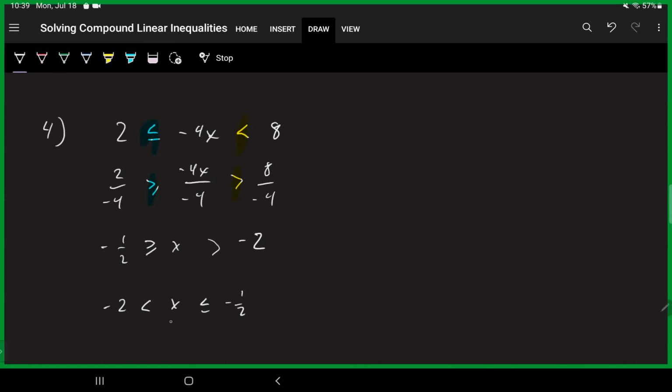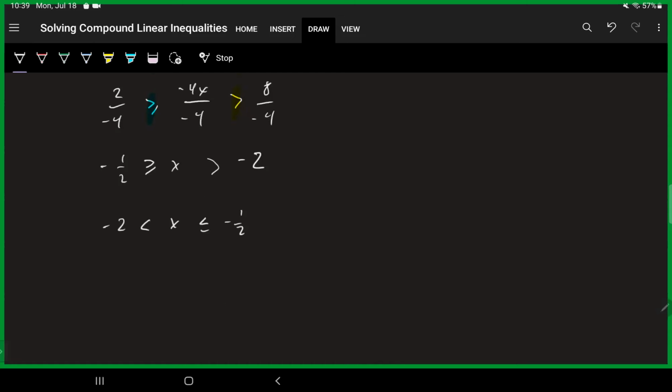So now that I have this written in a way that I'm going to be more comfortable with graphing, -2 is on the left of -1/2. -2, -1/2. That's going to open up that way with a round parenthesis, and that's going to open up that way with a closed bracket. And I'm going to shade everything in between. And my interval notation is going to be -2 to -1/2. And this is the interval solution for that particular problem.